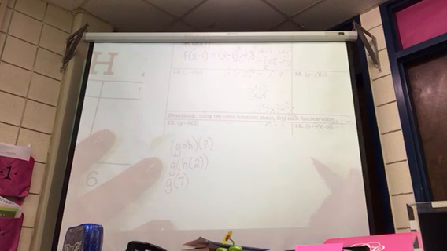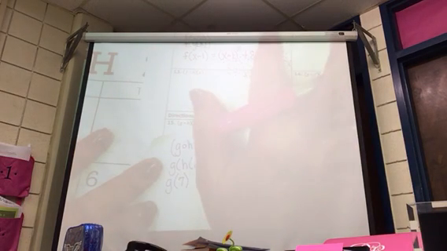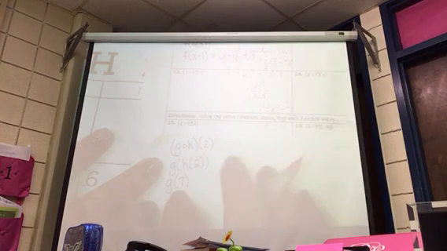Let me finish these. All right, so I have g of 7. So I go to the g function, which is x minus 1, and I put in the 7. So 7 subtract 1 is 6. So that's my answer.